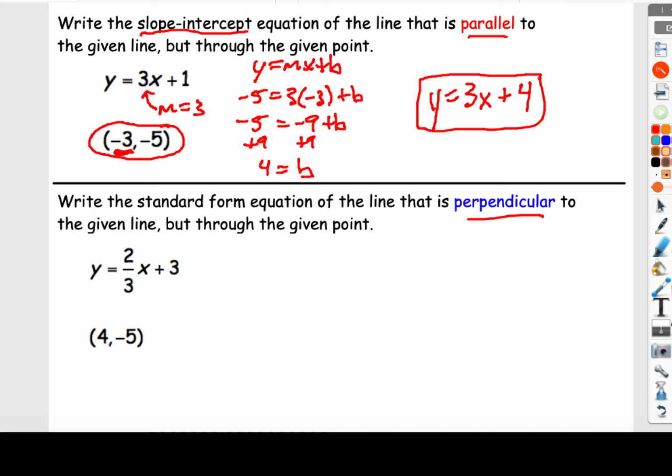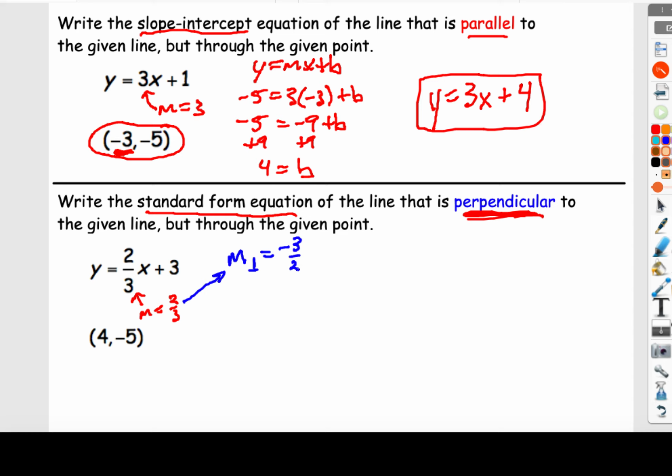The same idea can be used at the bottom. Now you'll notice this time we want standard form. This one's going to take us a little longer, but again, we'll walk you through it here. But we also want to be perpendicular. So if the original slope was m equals 2/3, the perpendicular slope of the line that we want would be m equals negative 3/2. We're going to flip it over and make it negative.